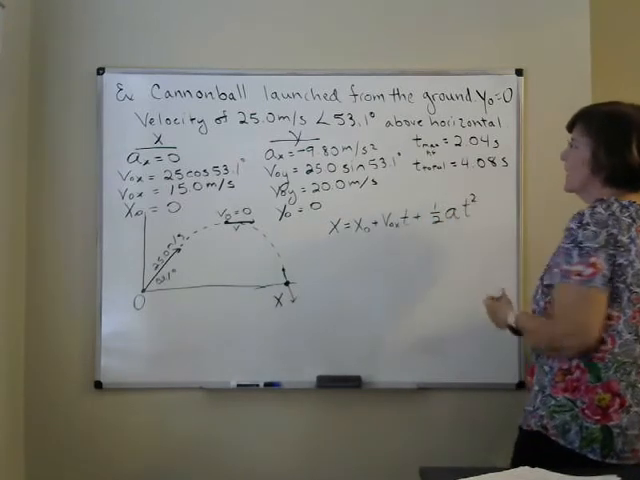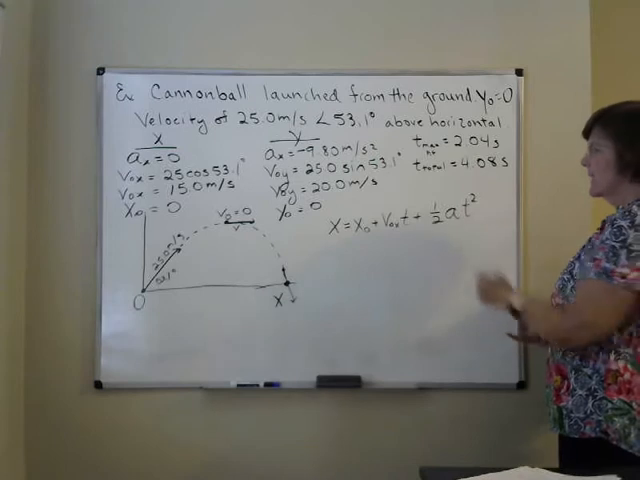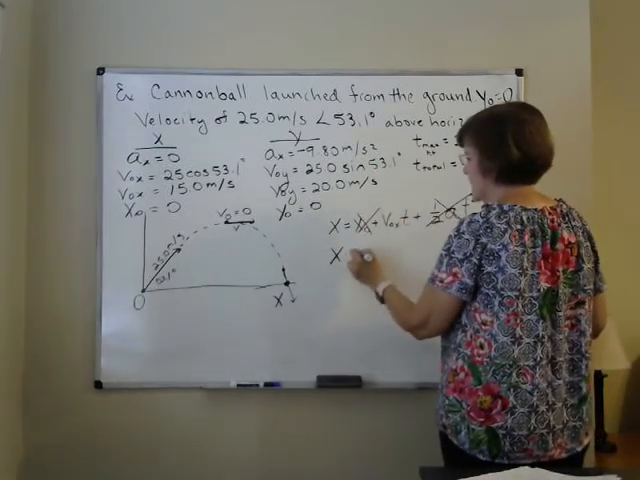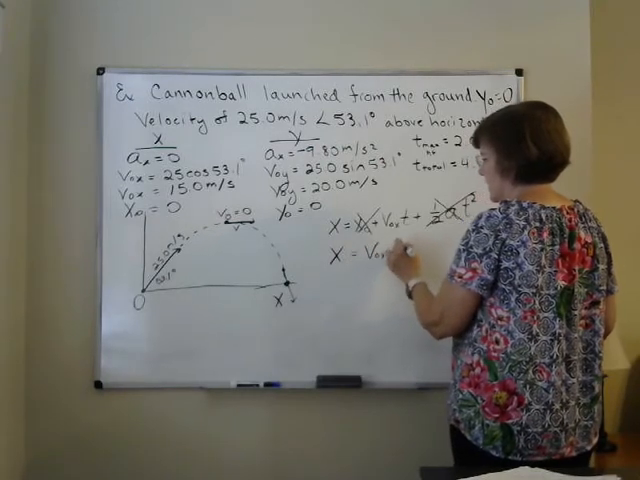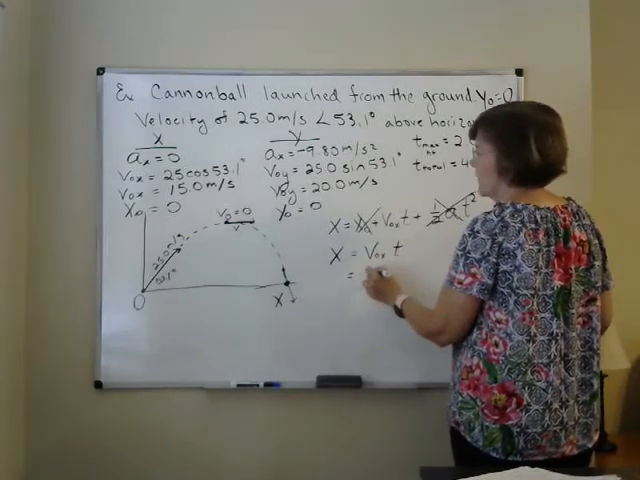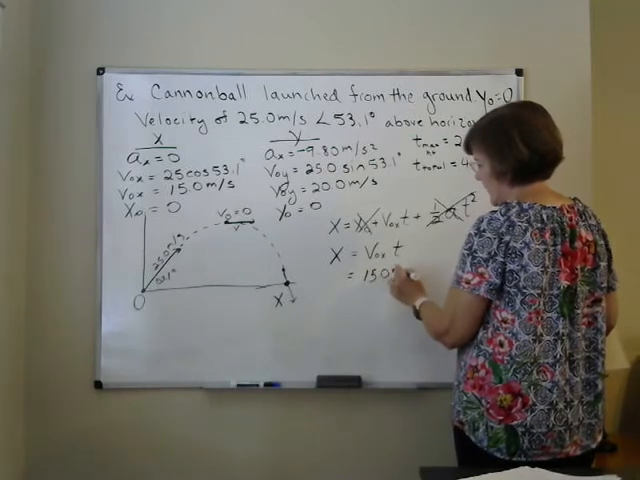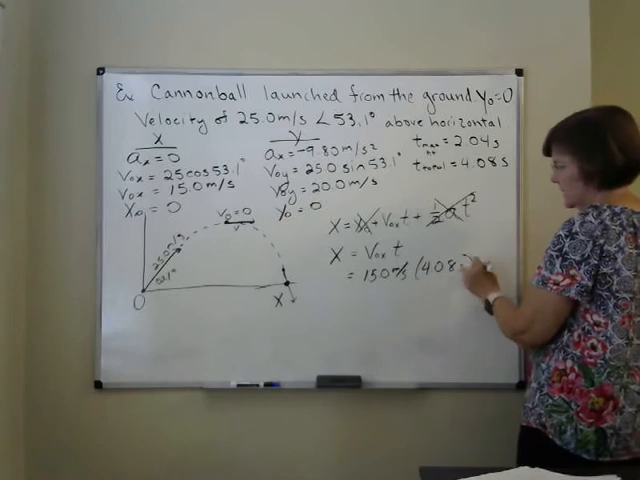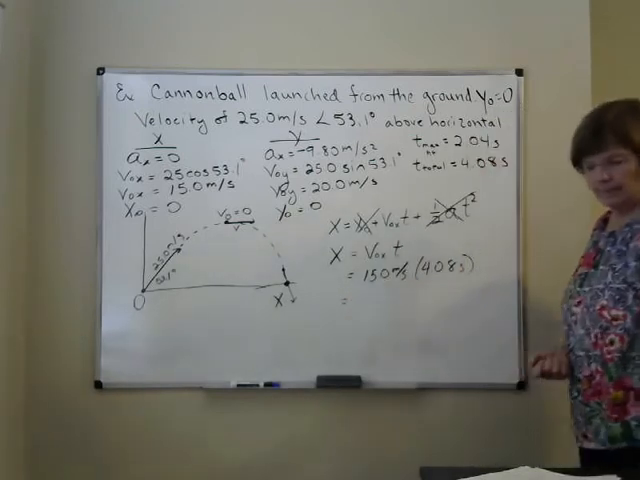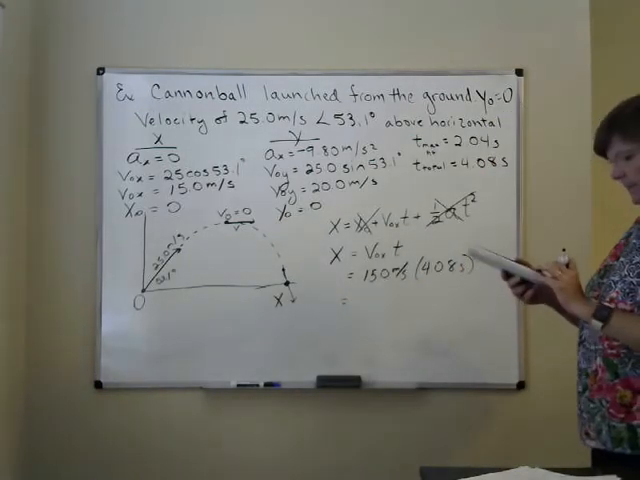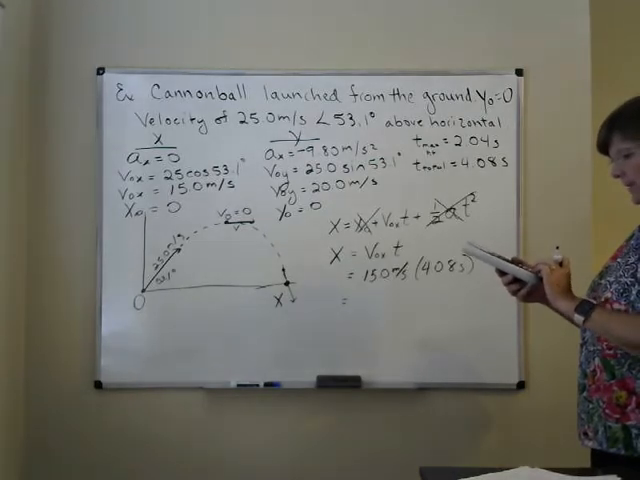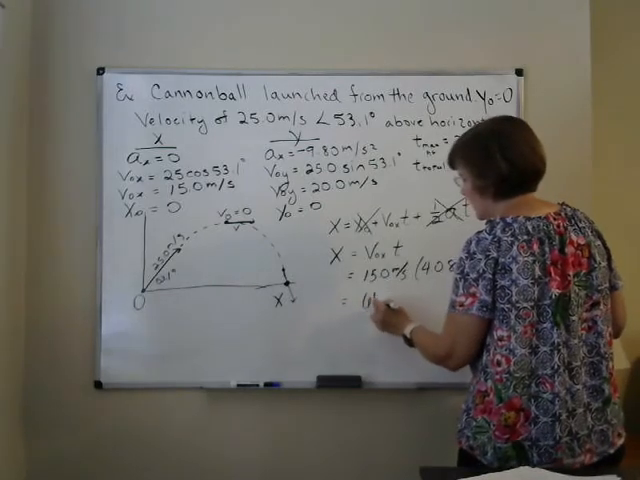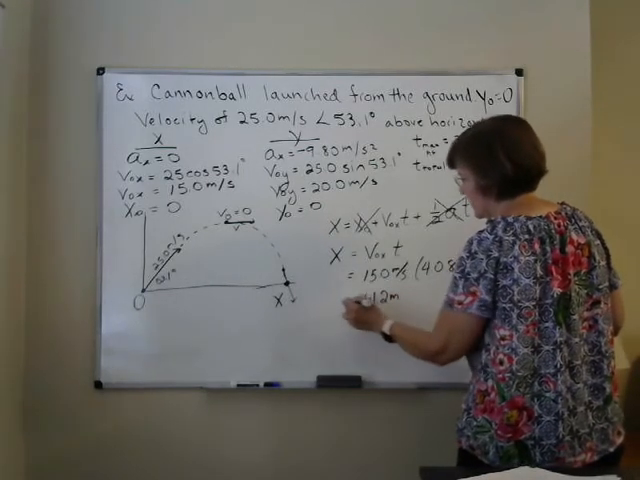And once again, we go, oh, well, if I'm doing x, my acceleration's 0, my initial position, I just need this. It's traveling 15 meters per second for a time of 4.08 seconds. 15 times 4.08, I get a distance of 61.2 meters.